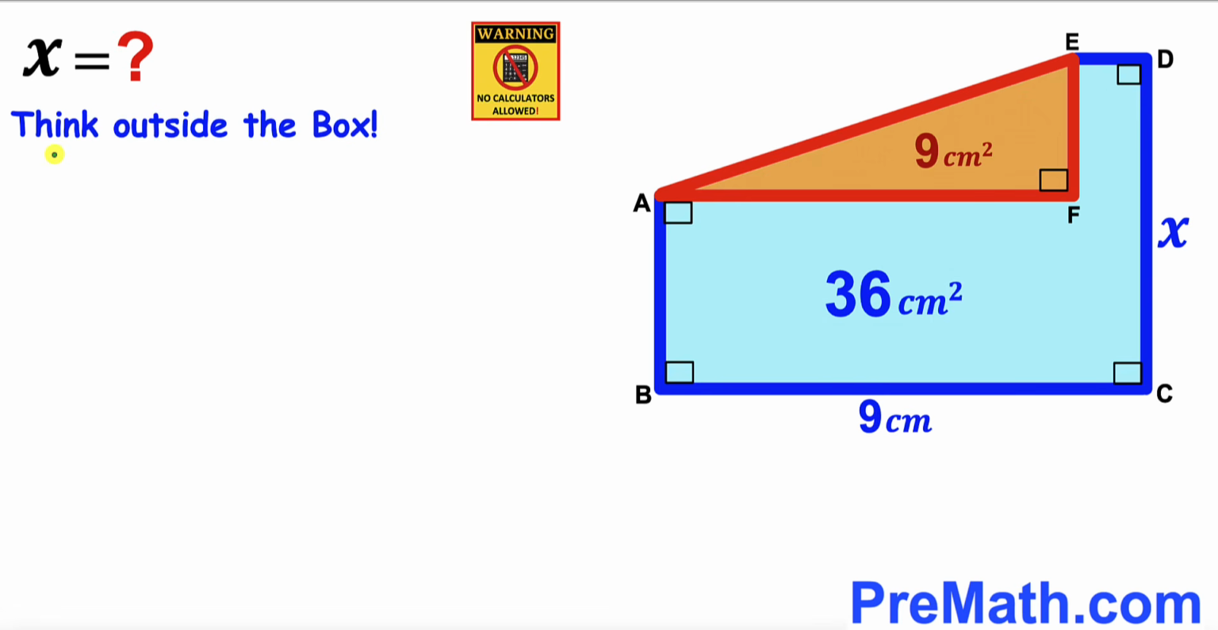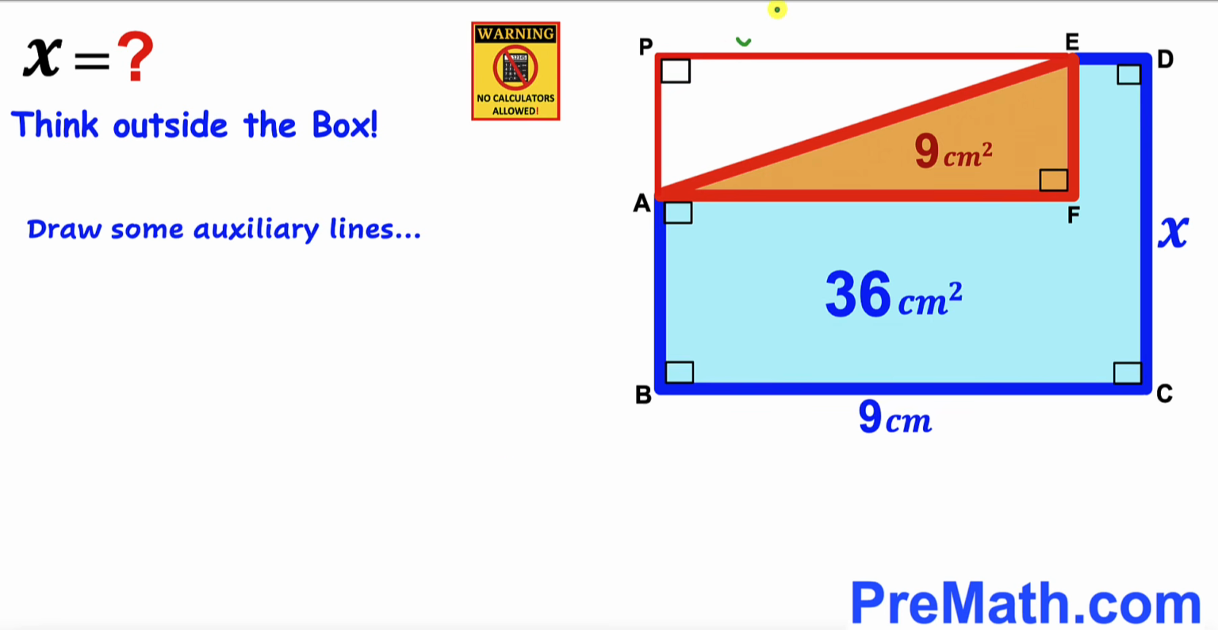So we are going to think outside the box, and we are going to draw some auxiliary lines to make our job simple. As you can see in this next step, here I have extended this side BA all the way to this point P. Likewise, I have extended DE all the way to this point P as well, such that this angle APE is a 90 degree angle.